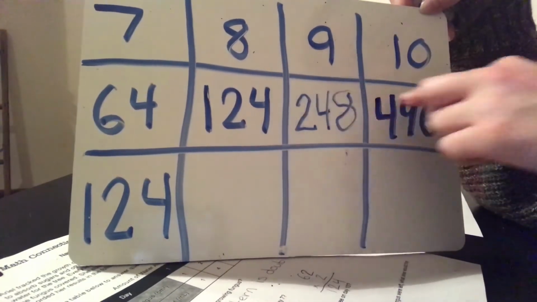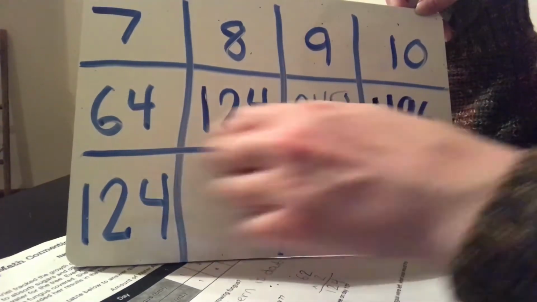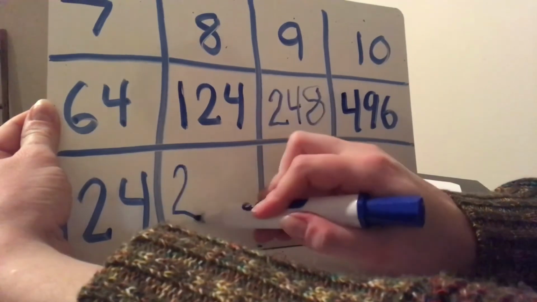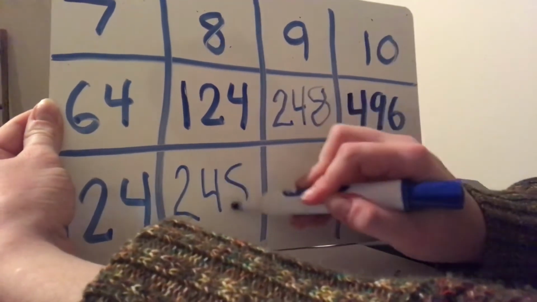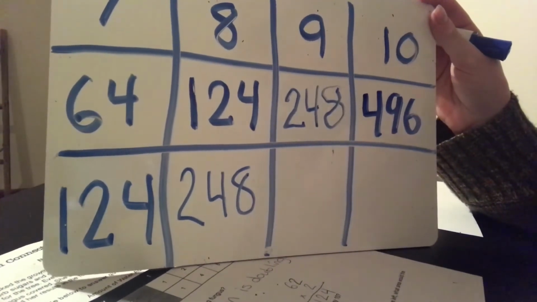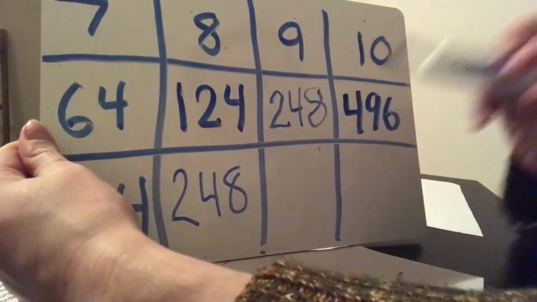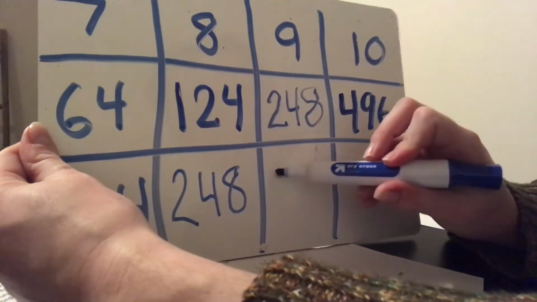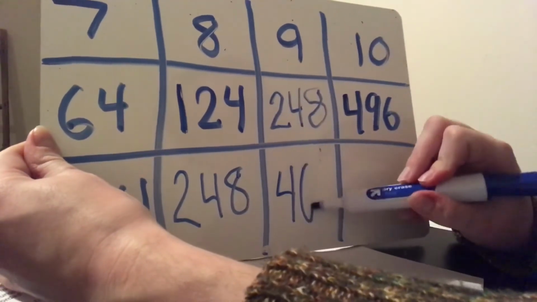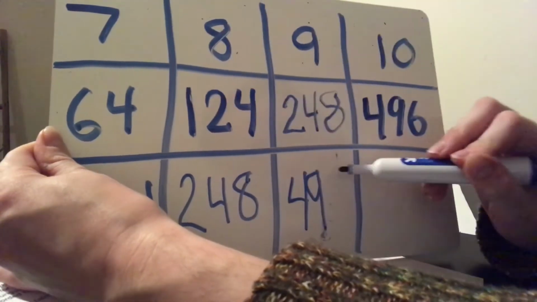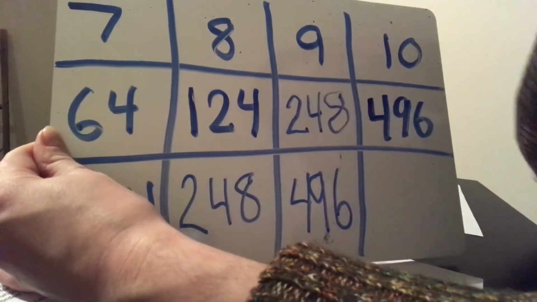So luckily I have some numbers here I can use. 124 doubled is 248, because I've got that number right here. I've already done that math. So definitely think about the numbers you have. Don't exhaust yourself and do unnecessary work. So I know that 248 doubled is 496. Sorry, I'm trying to write with my left hand here.